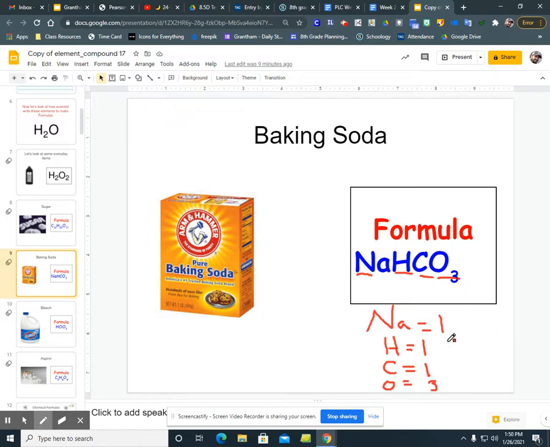Now they can ask you a variety of questions. They could ask you how many atoms there are per element. They could ask you how many total elements do you have. There's 1, 2, 3, 4 elements. They could ask you how many atoms you have total. 1, 2, 3, 4, 5, 6.